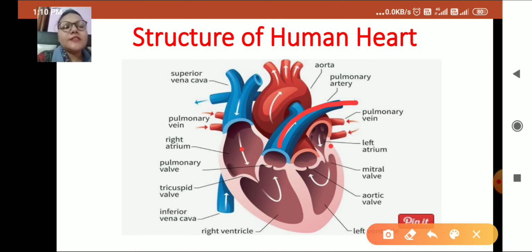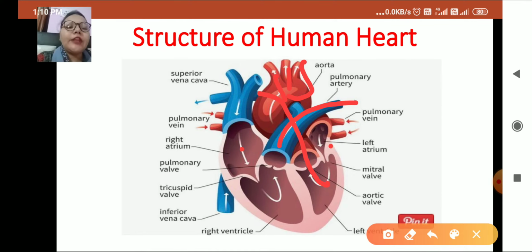Now oxygenated blood that is carried by pulmonary vein is collected in the left auricle, and by the contraction of the left auricle it is transported to the left ventricle. From the left ventricle this is transported to the aorta. Here we have a red colored aorta, and it is divided into three sub arteries, arterioles.